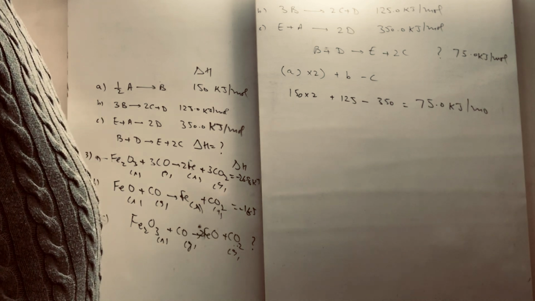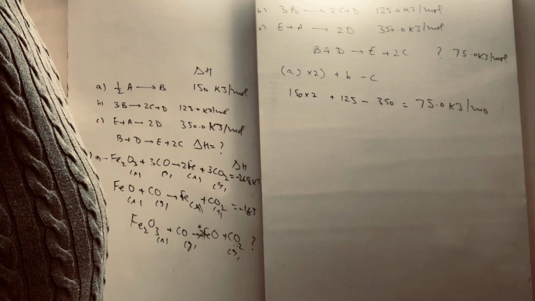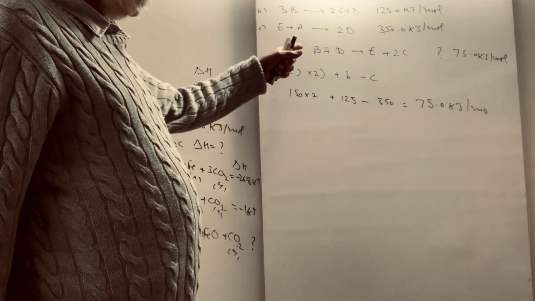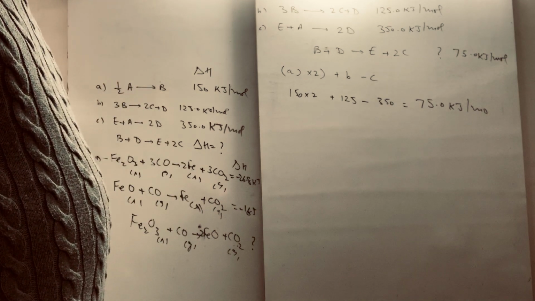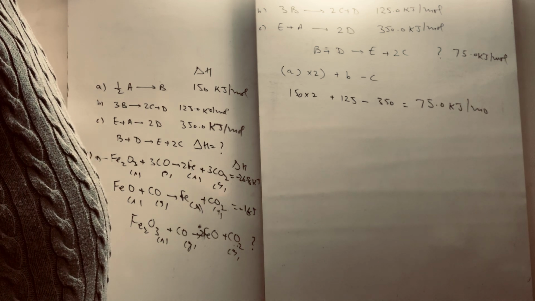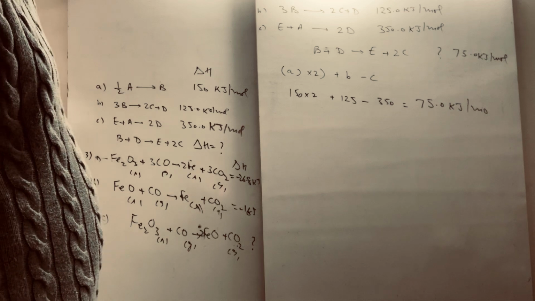So the first equation should be multiplied by 2, then the second equation is added, and the third equation is subtracted. This will give you delta H for the required equation. Such simple questions are asked in the exam, but only those people can solve them who have tried them at their places earlier. Otherwise, one is always in trouble.